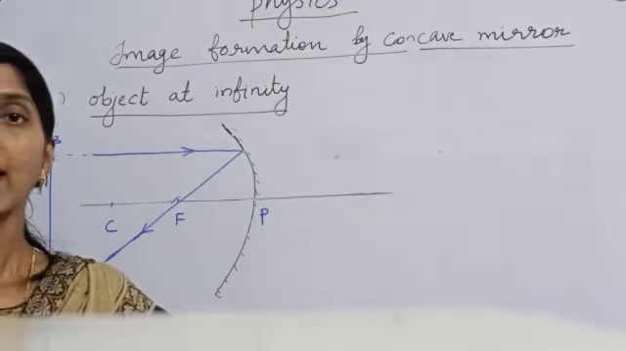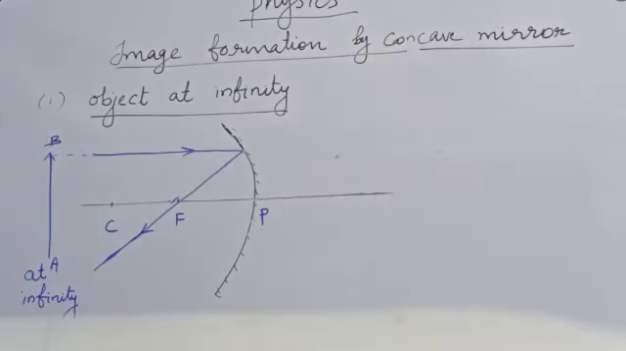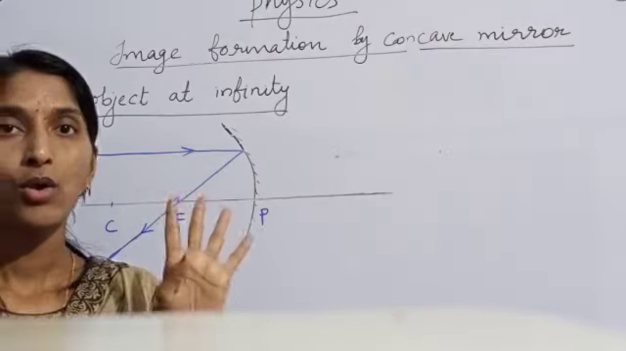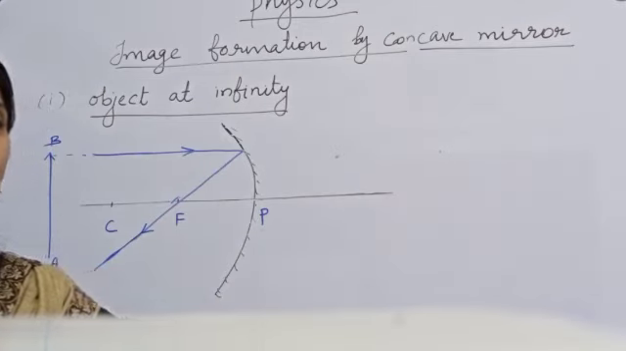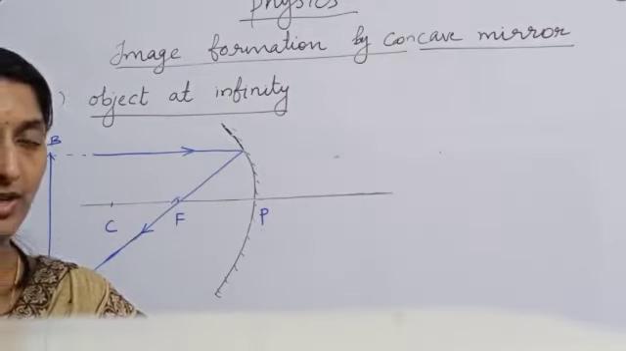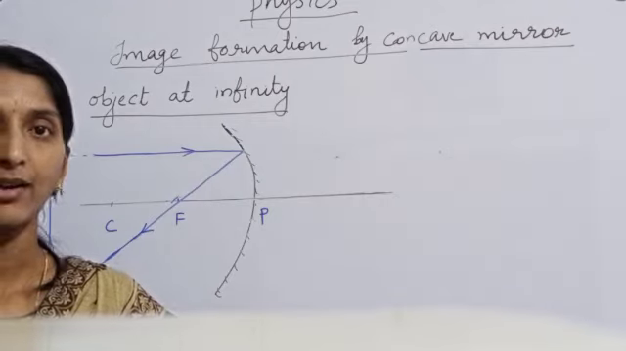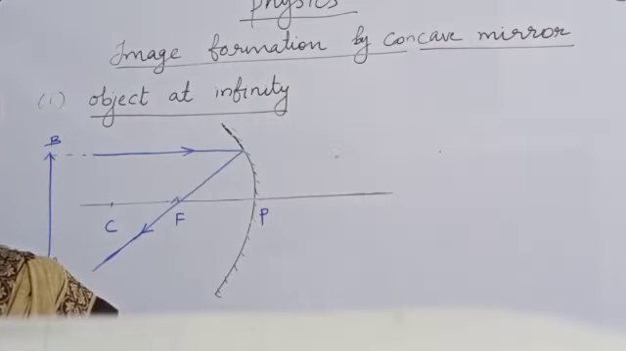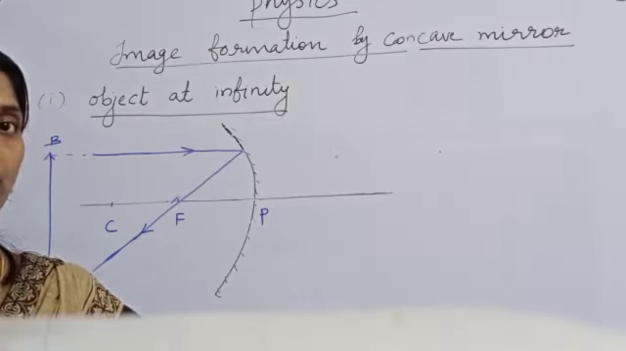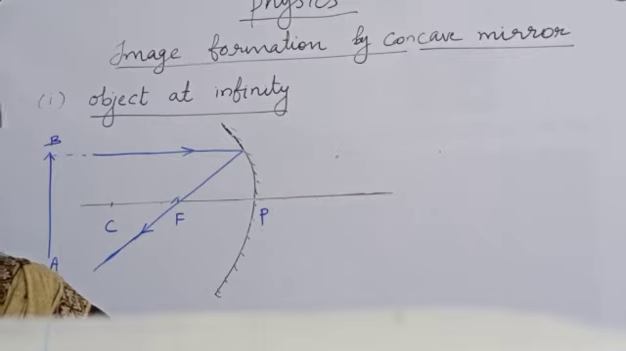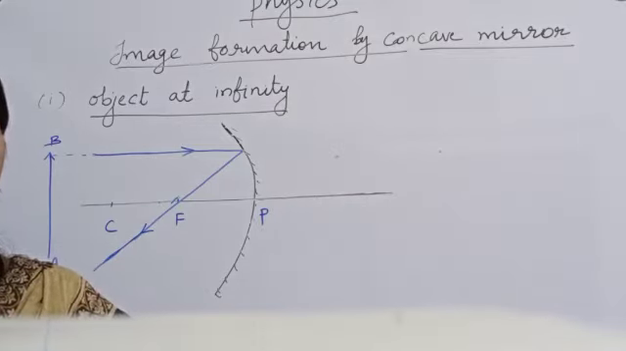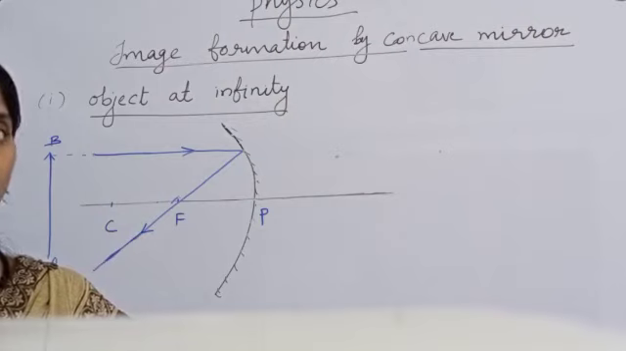Image formation by concave mirror. So basically there are 4 rules we have studied. In that, first one, a parallel ray after reflection passes through the principal focus. Second one, a ray passing through the focus after reflection will emerge parallel to the principal axis. Third one, if the light ray passes through C, it will reflect back along the same path.